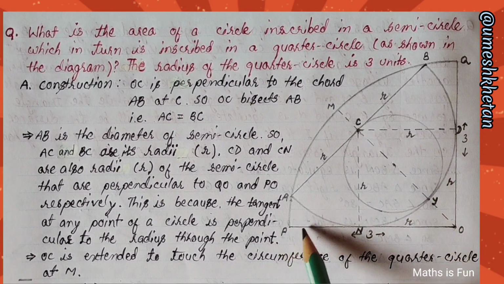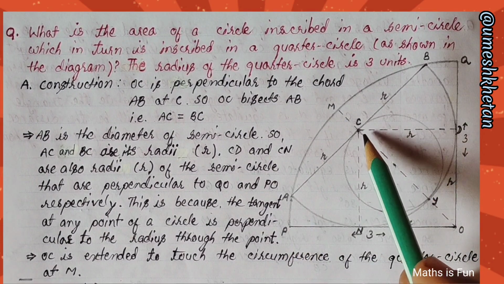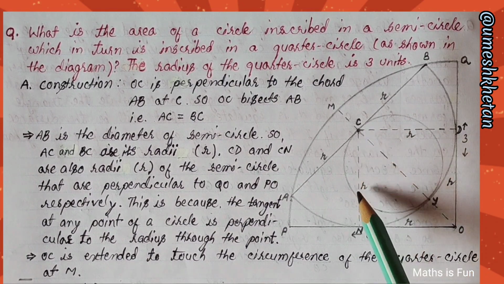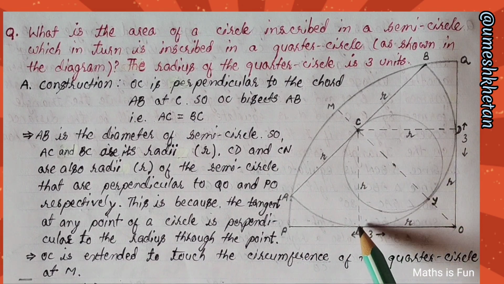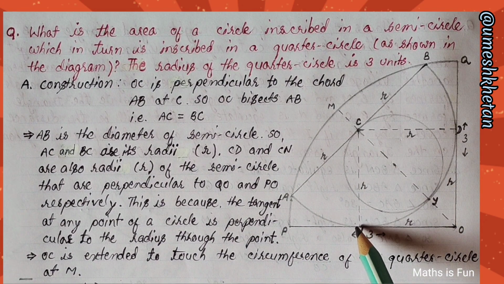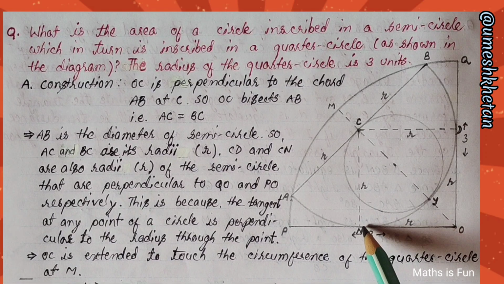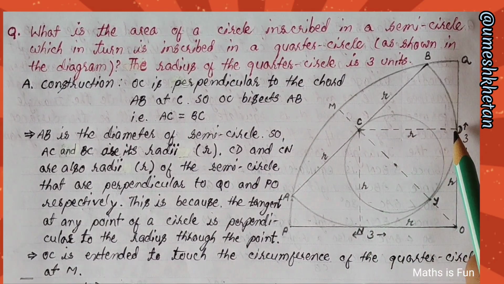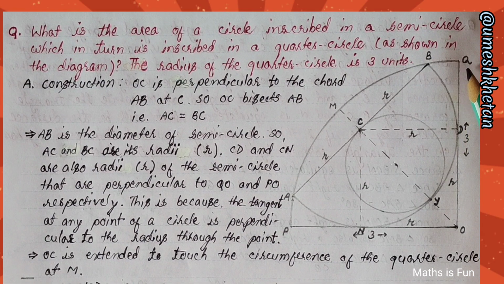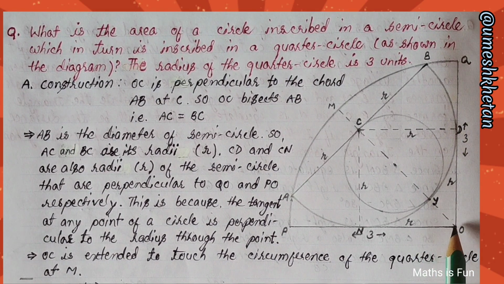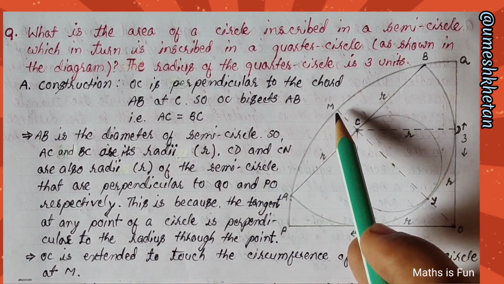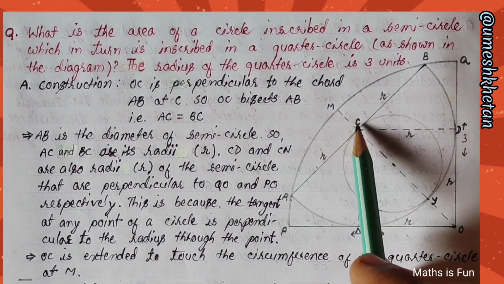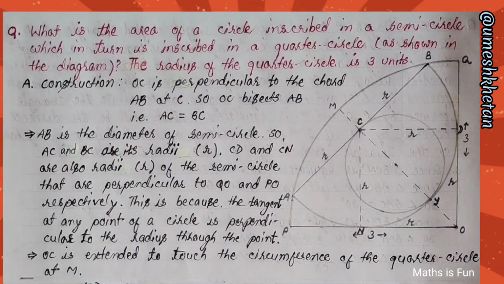CN is perpendicular to PO. That is because CN passes through the center of the semicircle and touches this tangent PO. So any radius that touches the point of contact of a tangent is perpendicular to the tangent. Similarly, CD is also perpendicular to tangent QO. Finally, we extend this line OC until it reaches the circumference of this quarter circle at M. So we get CM. We are now done with our construction.